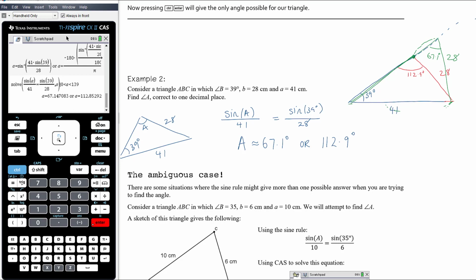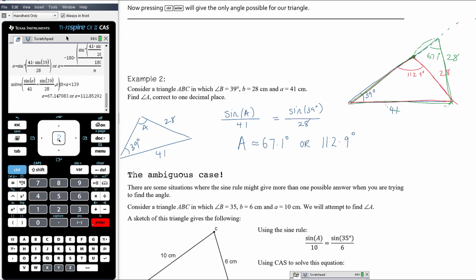The green triangle around the outside, and again, I haven't got the best scale here, or the red triangle here, and both of those triangles fit the criteria where you've got a 39-degree angle, the side length opposite that is 28 centimetres long, and you've got a 41 centimetre length, and the angle opposite that could either be 112.9 degrees or 67.1 degrees, depending on how you choose to draw the triangle.